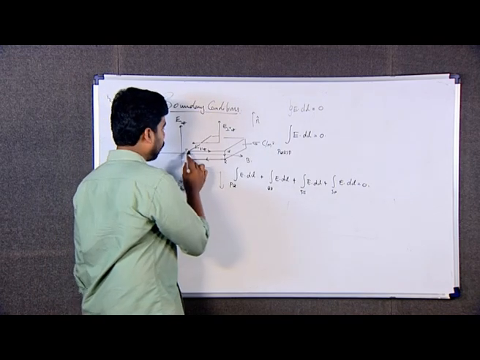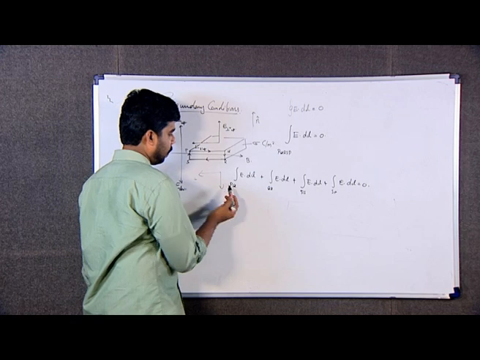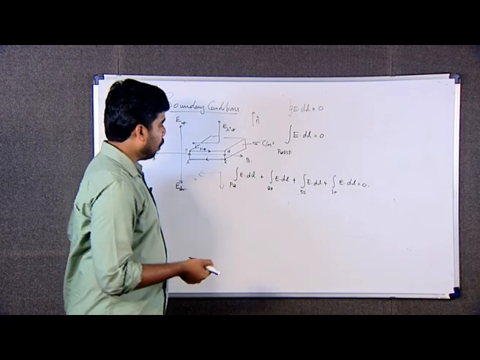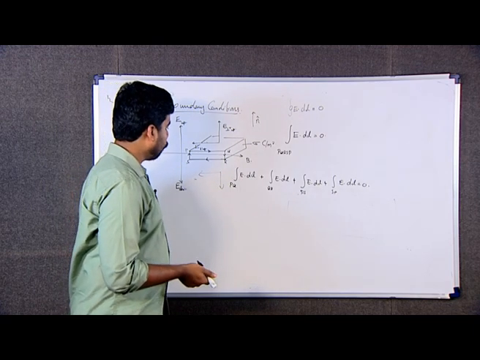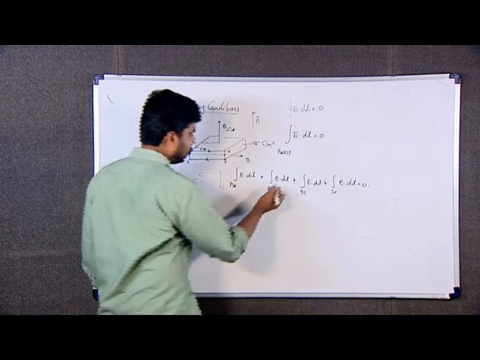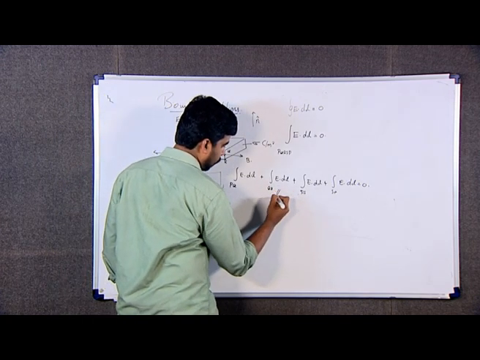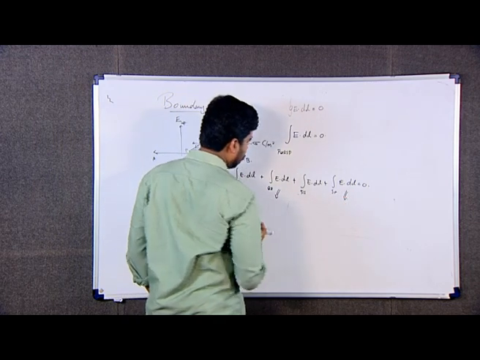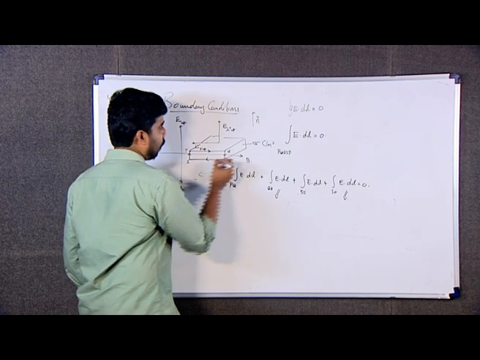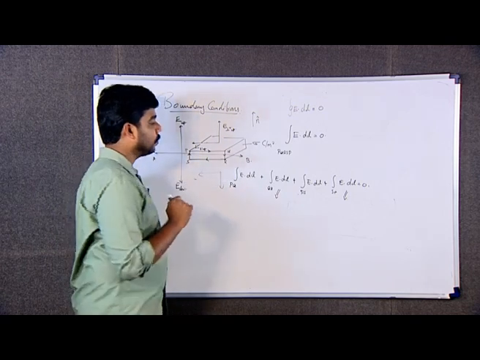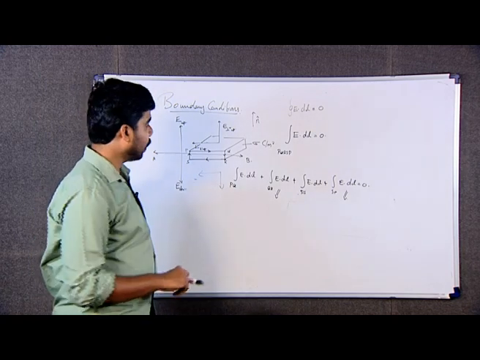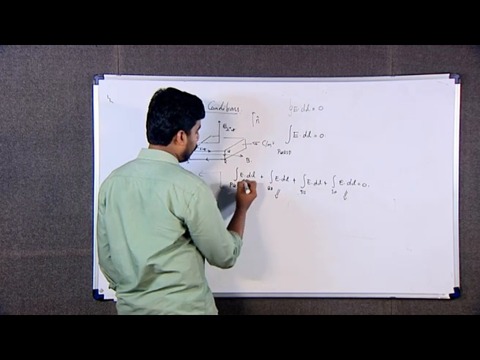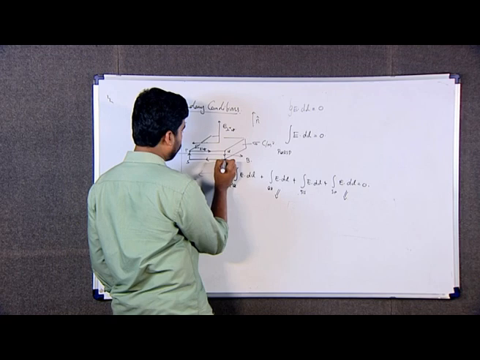Now I completed one complete cycle, PQ to QR to RS and to SP. Now what about these two integrals, the second and the fourth integral? We know, and I initially told you, that this thickness is very, very small. This integral will vanish, and this is actually the parallel component of E.